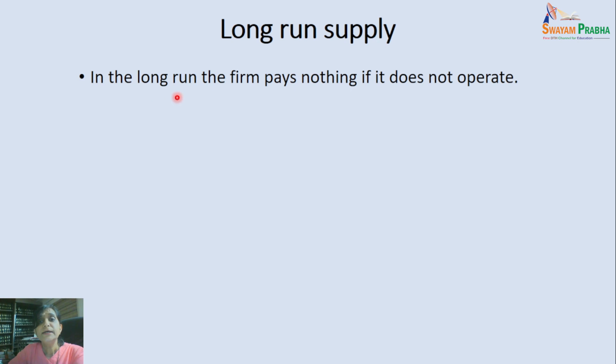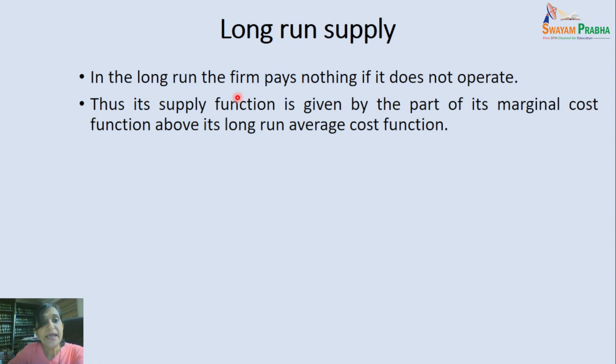The other is the long-run supply. In the long run, there is no fixed cost because all costs are variable. So in the long run, the firm pays nothing if it does not operate because everything is variable. Therefore, the supply function is again given by the part of the marginal cost function which is lying above the long-run average cost curve. See, there is a difference.